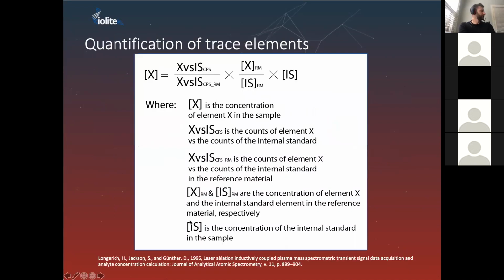So this is the formula that iolite uses to calculate the trace element concentrations. This is from Longerich et al. from 1996. And basically it's just looking at the response of a sample versus the reference material, and taking into account the concentration of the element of interest versus the internal standard, and it needs this internal standard concentration for the unknown to do that.